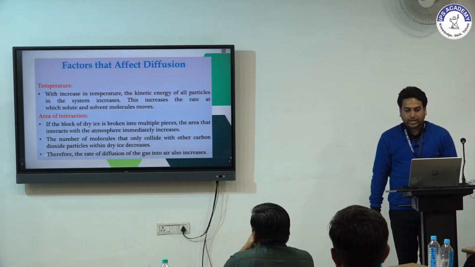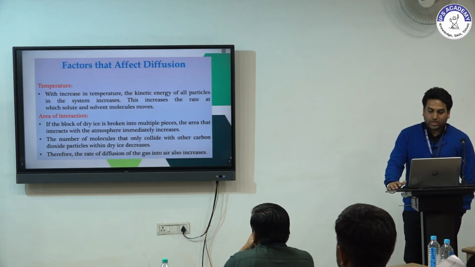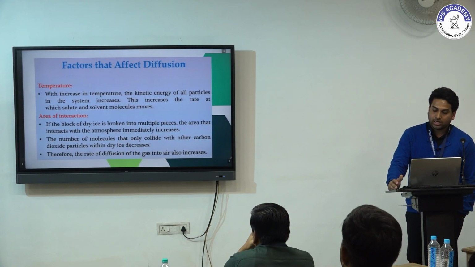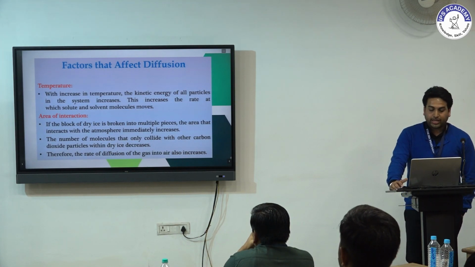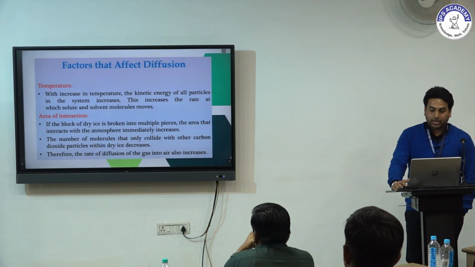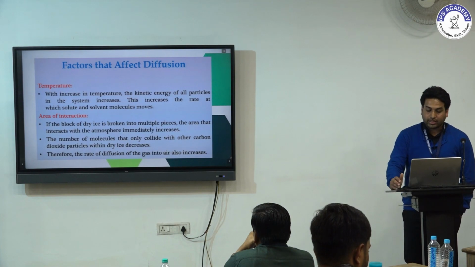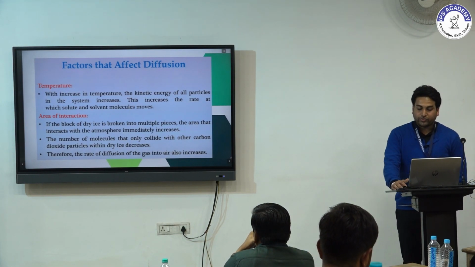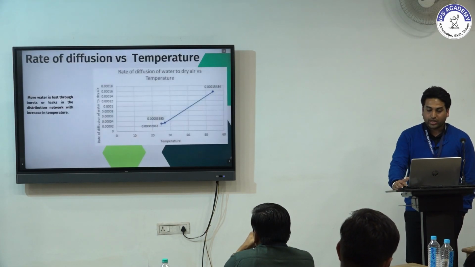Also, the factors that affect diffusion are temperature and the area of interaction. With an increase in temperature, the kinetic energy of all particles in the system increases the rate at which solute and solvent molecules mix. For area of interaction, if a block of dry ice is broken into multiple pieces, the area that interacts with the atmosphere immediately increases, and the number of molecules that collide with other carbon dioxide particles within the dry ice decreases. Therefore, the rate of diffusion of the gas into the air increases. This is the general description of temperature and area of interaction.